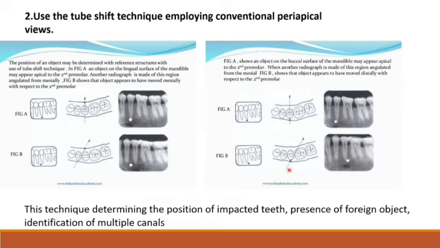So the inference is that the foreign body has moved away from the direction of the tube head, because in this image the tube head is shifted mesially and the second X-ray is made. The resultant image shows that the foreign body has moved distal to the premolar. So it is placed between the second premolar and the molar in the second image. It means that the object has moved away from the X-ray source, so the object is placed buccally. This technique determines the position of impacted teeth, the presence of foreign body, and identification of multiple canals.